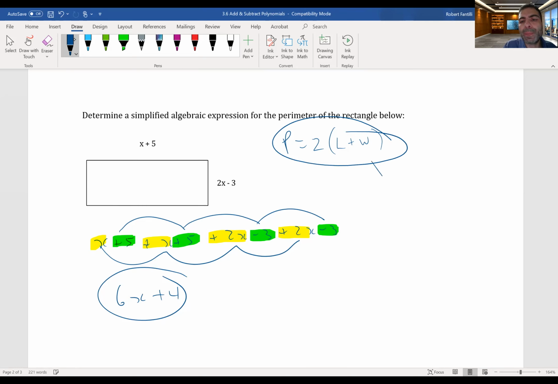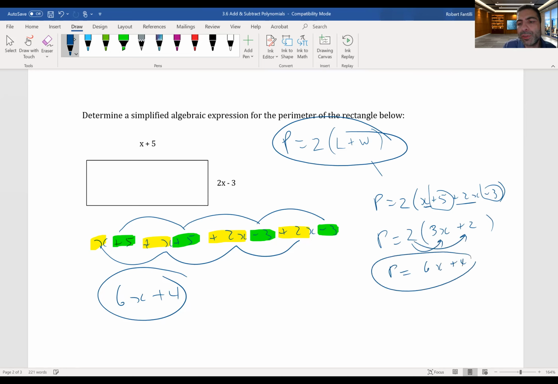Or you can use this formula here. So I would get perimeter equal 2 times whatever the length plus width is. The length is x plus 5, and the width is 2x minus 3. BEDMAS says do brackets first. In the brackets, I can collect like terms. x plus 2x is 3x. And then 5 minus 3 is positive 2. Then distribute: 2 times 3x, 6x. 2 times 2, 4. Perimeter is 6x plus 4. You get the same answer.